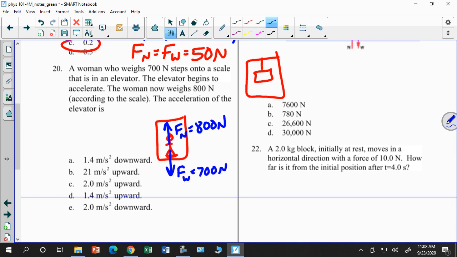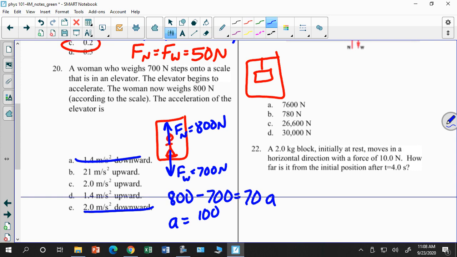Is she going up or down? If she feels heavier, is she going up or down? She's going up. If you go down, it's sort of like you feel lighter, like you can sort of pull it off your feet. So here, I know that she is going upward. So these go away. And I can say the sum of the forces, 800 minus 700, is equal to her mass, which is 70, times her acceleration. So a is equal to 100 divided by 70, which is 1.4 meters per second squared upward.